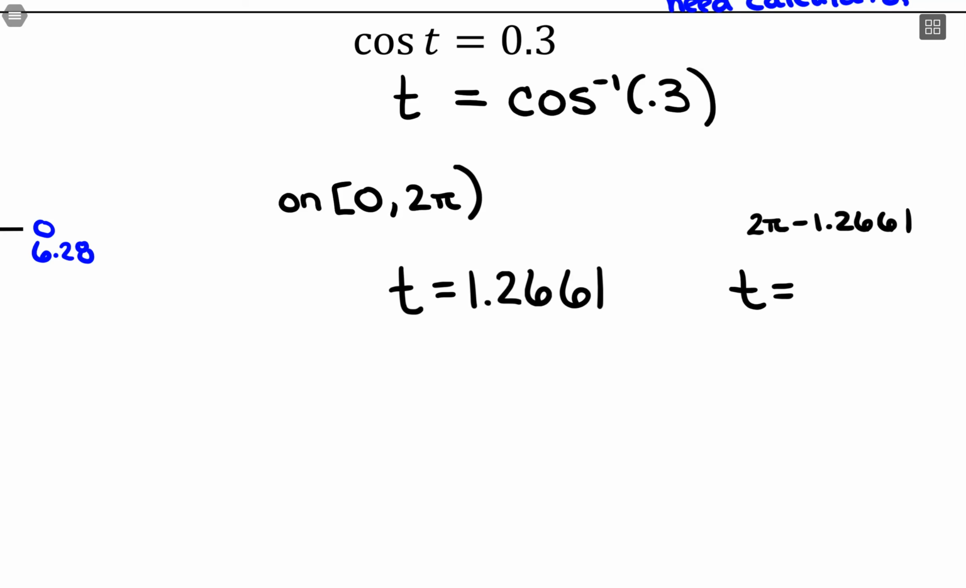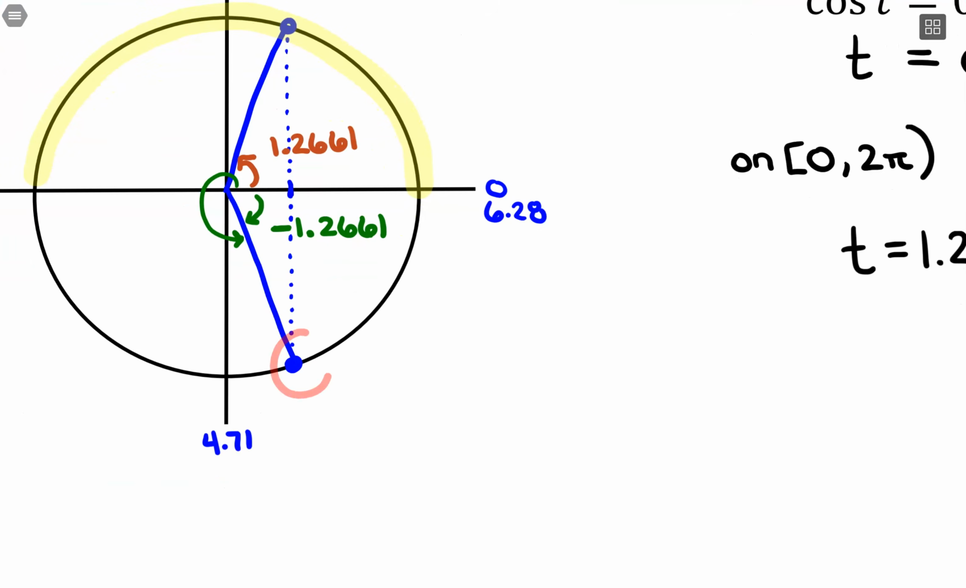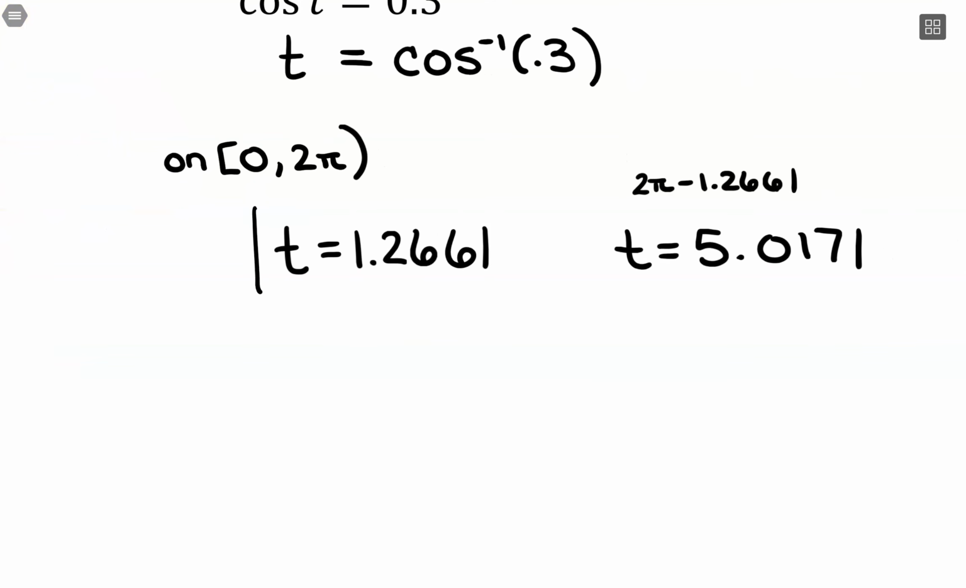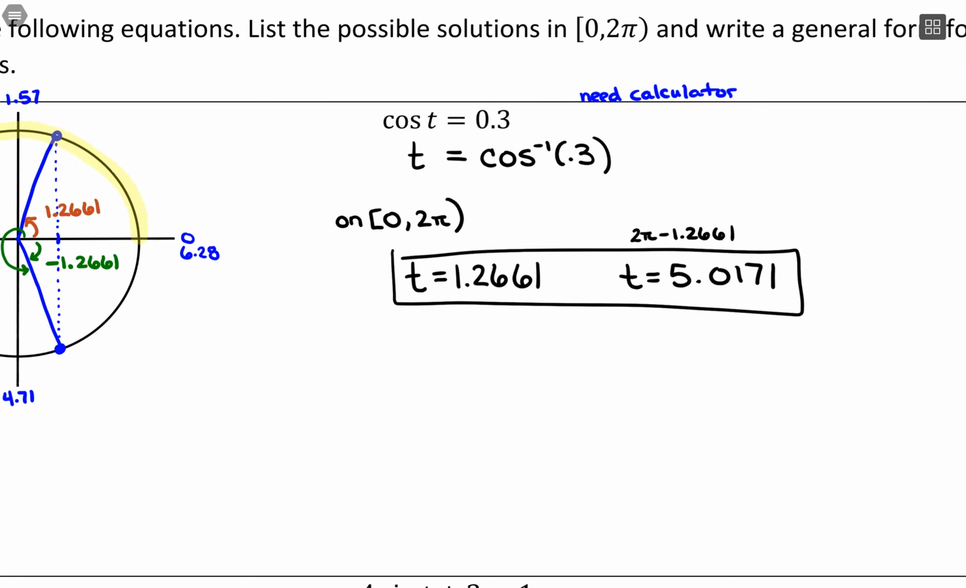So that'll give us t equals 5.0171. So that angle measurement there, again, that makes sense in terms of being between 4.7 and 6.28 as a radian measurement. That's perfect. And it's in that increment of 0 to 2 pi. So that's our set of solutions just from 0 to 2 pi. Now my next piece is to make formulas for it. And there's two ways we can go about it. There's the long way and the short way. So I'll go the long way first with it and then the short way with it.